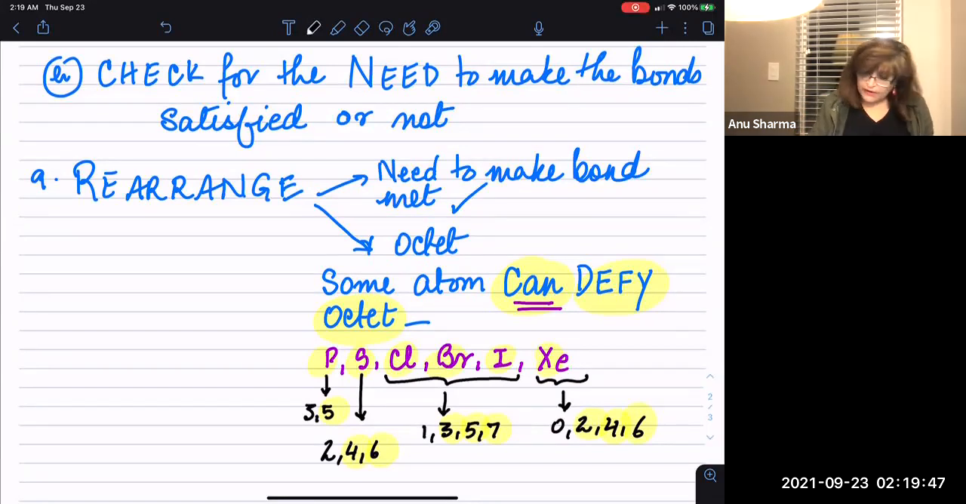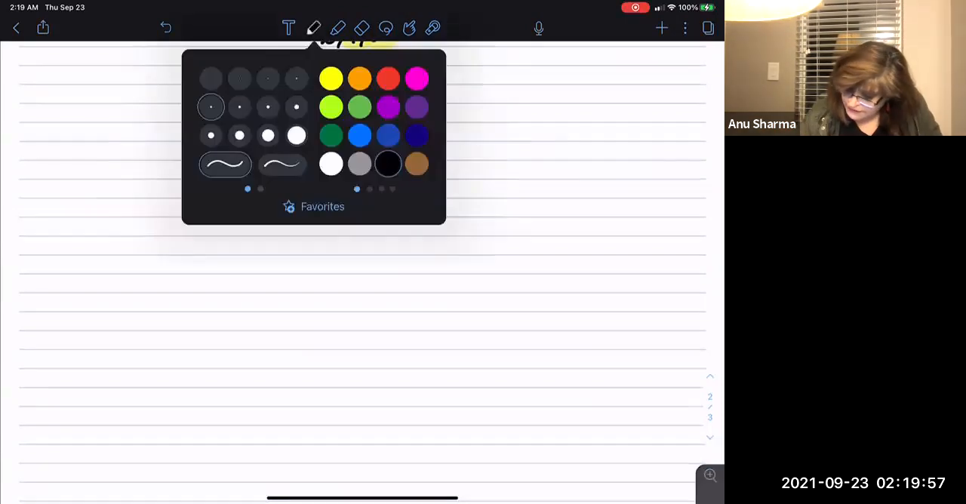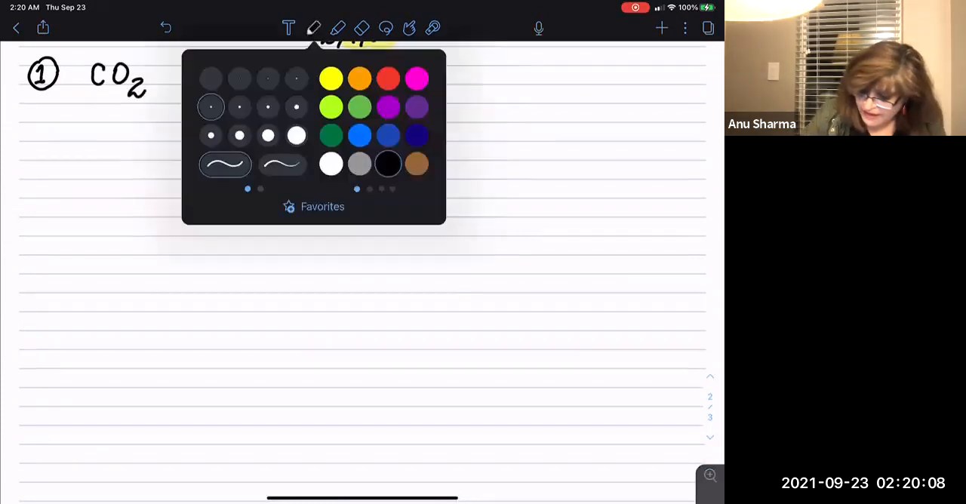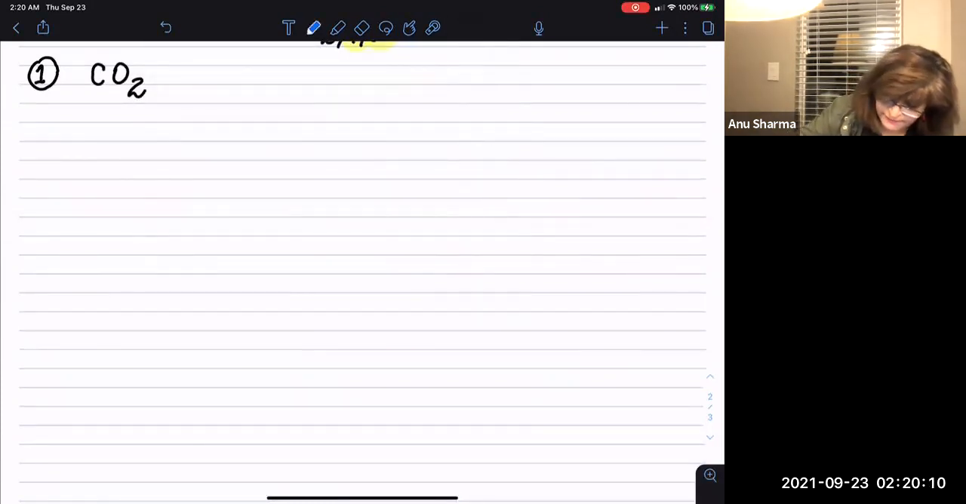So let's look at some examples of the formation. Let's do one here. Carbon dioxide, okay? So what is the deal with carbon dioxide? Here we have one carbon and we have two oxygens.